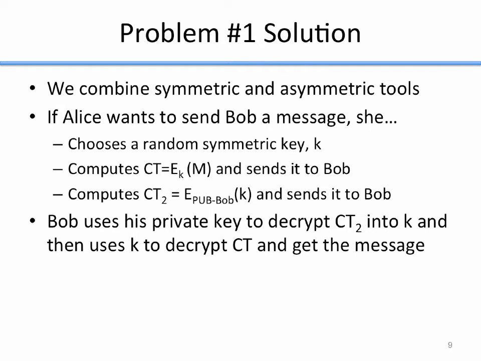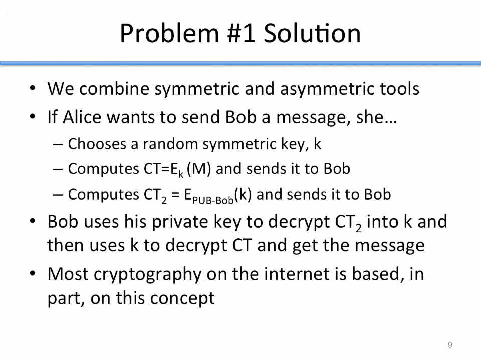So Bob uses his private key to decrypt ciphertext 2. And from that, he gets the key K that was used to AES encrypt the message, and he uses that to decrypt the first ciphertext. So this uses the strength of both types of encryption to get the advantages of both. Most cryptography on the internet is based in part on this concept. So if you use SSL or HTTPS or something like that in your web browser, underneath it's performing symmetric key cryptography, which is fast, to encrypt the data that you're transmitting, but it used asymmetric cryptography to transmit and choose the key.